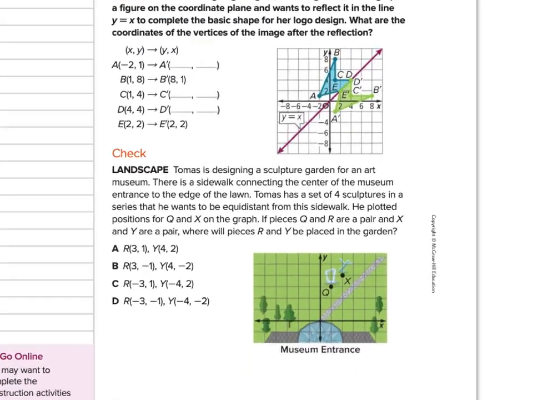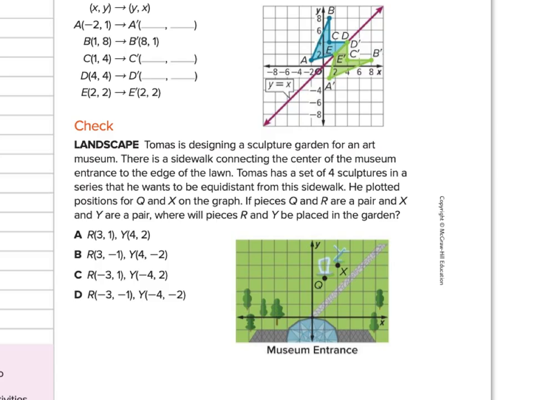So with that, let's see. Oh goodness, looking at this check, Thomas is designing a sculpture garden for an art museum. There is a sidewalk connecting the center of the museum entrance to the edge of the lawn. Thomas has set 4 sculptures in a series that he wants to be equidistant from the sidewalk. He plotted positions Q and X on the graph. If pieces Q and R are a pair and X and Y are a pair, where will pieces R and Y be placed?